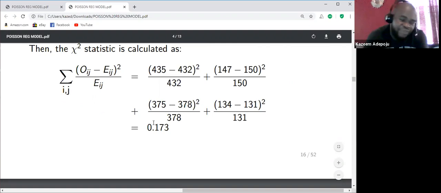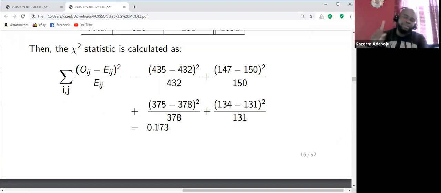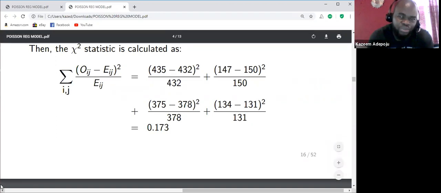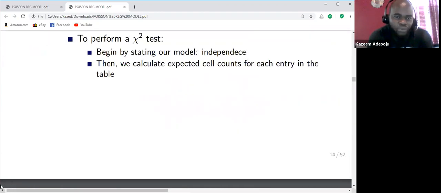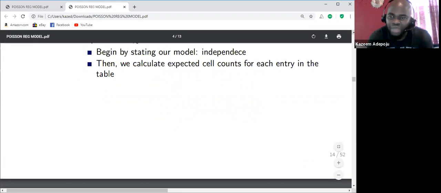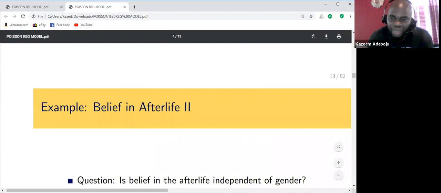Now the test statistic value is less than the critical value, because the critical value, when you check 1 degree of freedom against the 0.05 level of significance, is going to be 5.99. It means the test statistic value is less than the critical value of 5.99. So we're going to fail to reject the null hypothesis using the chi-square test. And what is the null hypothesis that we are failing to reject? I'm going to show you right now.